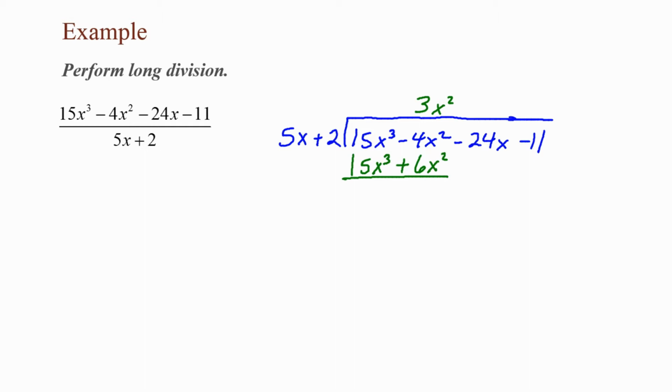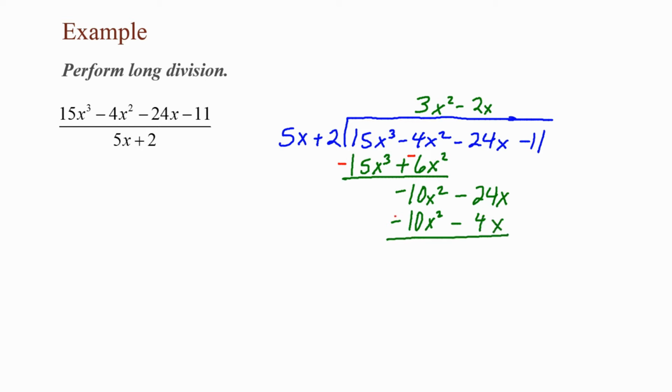Subtracting, I have 15x cubed minus 15x cubed, which is 0. I have negative 4x squared plus a negative 6x squared, which gives me a negative 10x squared. Bringing down the minus 24x, I now need to get rid of the negative 10x squared. So minus 2x, when I multiply that by 5x, will give me a negative 10x squared. A minus 2x times a positive 2 is minus 4x.